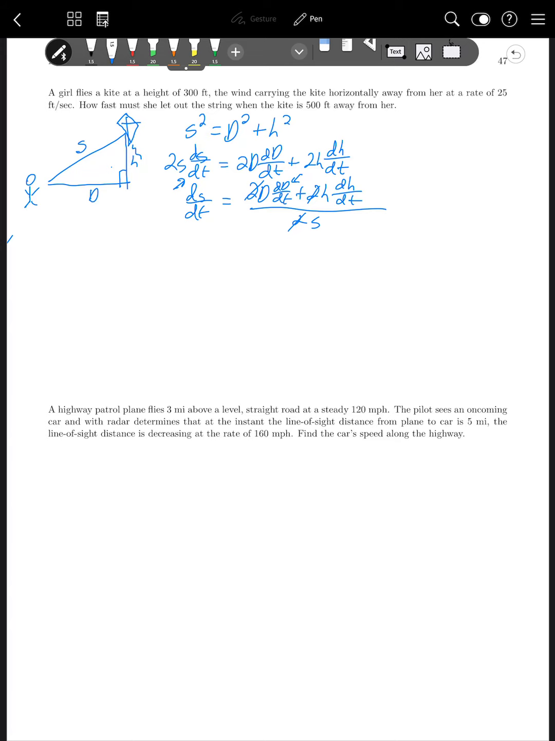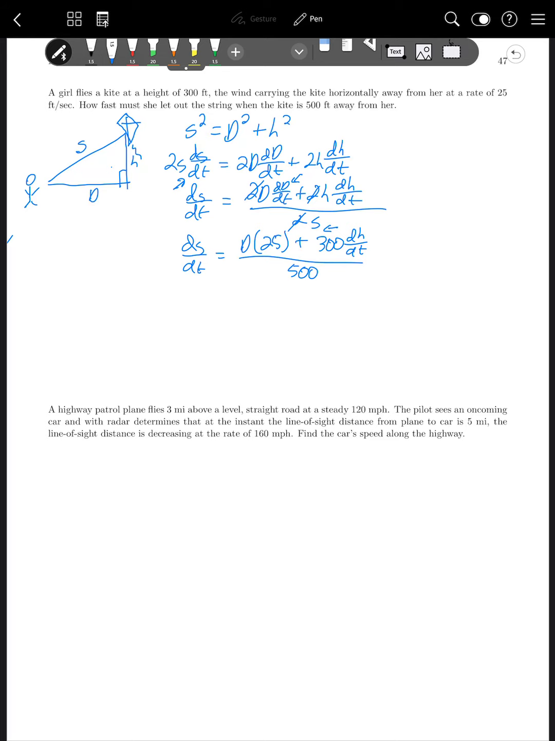Okay. So that's going to be our S. And then we can actually figure out the other things going on here. So let's go ahead and plug in the obvious ones that we know. We don't know D yet. We know this is 25. We know H is 300. We don't know dH dt yet. We know S is 500.